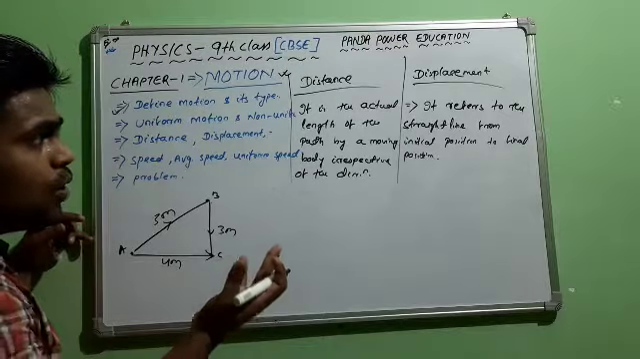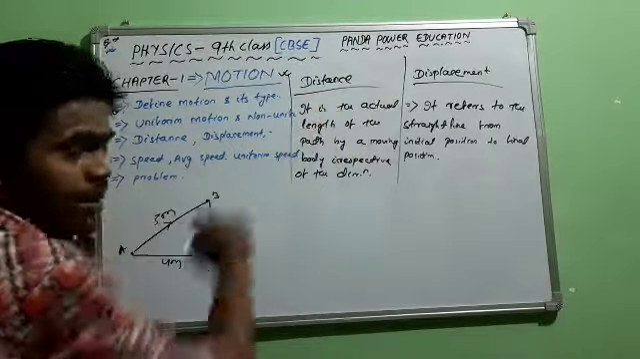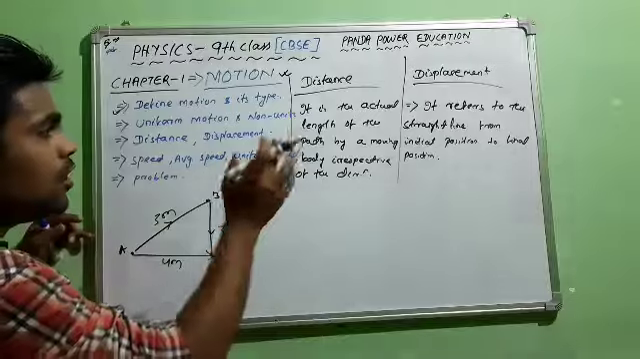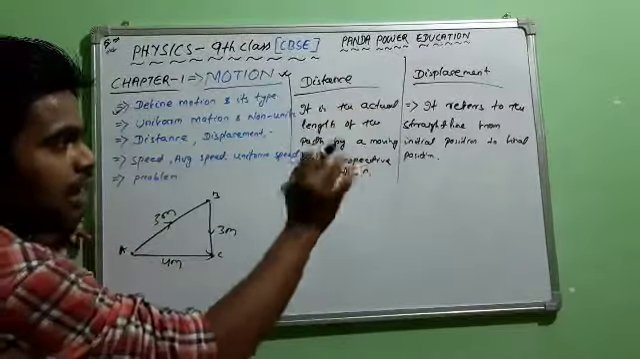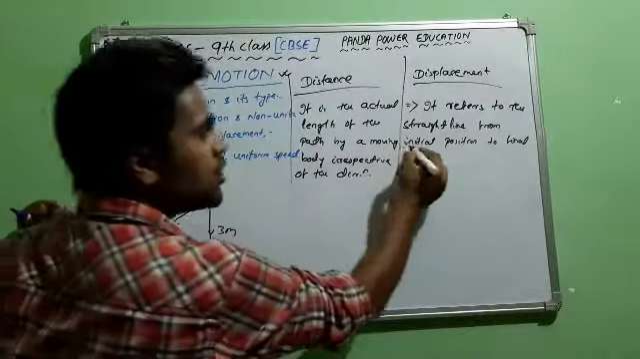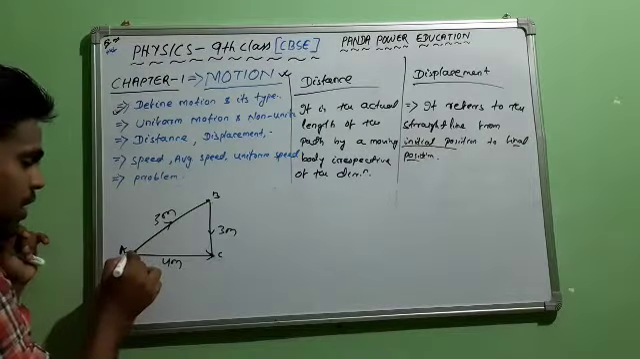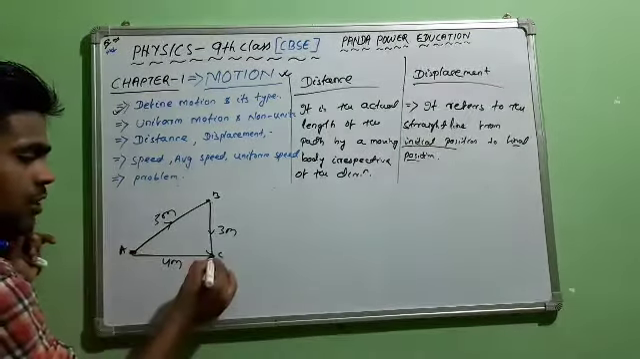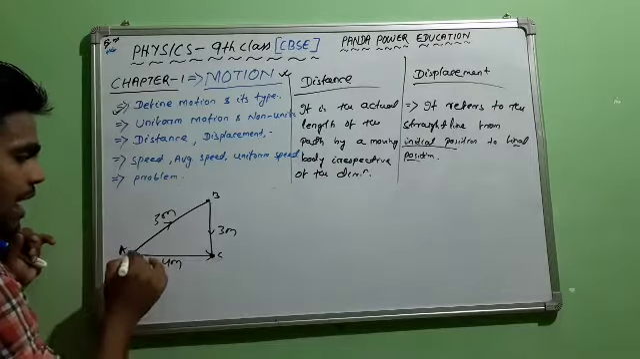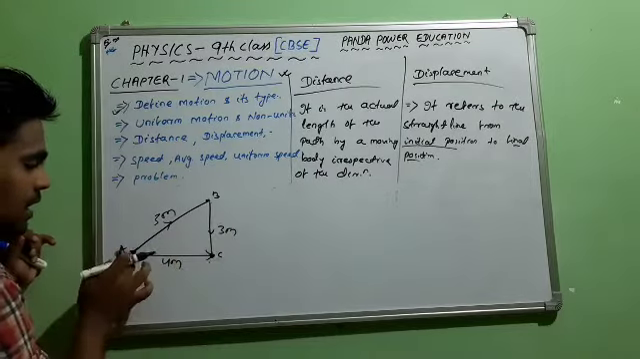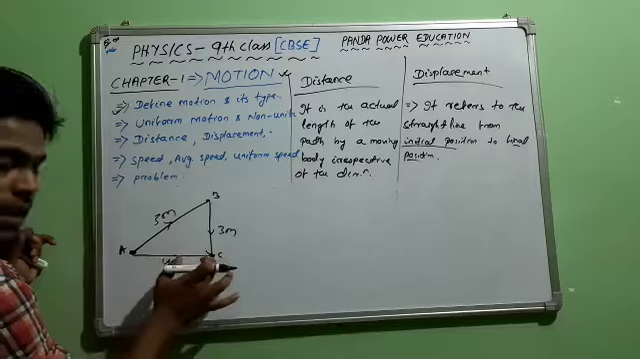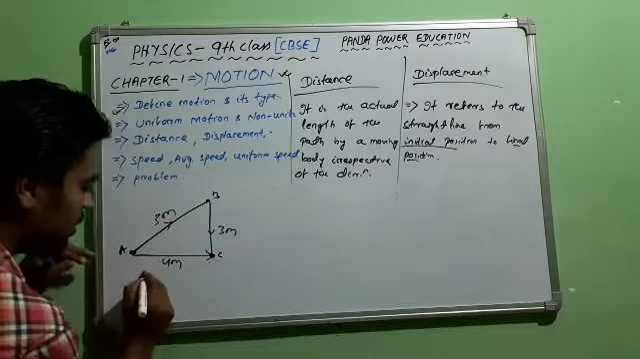But in case of displacement, it is the straight line from initial position to final position. Here the body starts moving from the initial position, and here is the final position. We cannot say it like this; we can say the straight line path A to C. So that is the displacement.